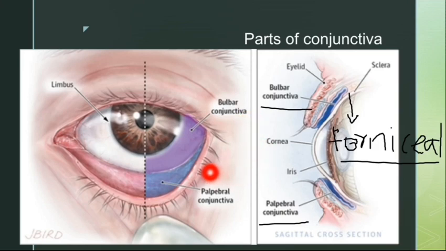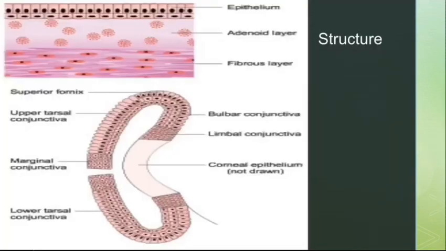Palpebral conjunctiva starts at the mucocutaneous junction of the eyelid and covers the under surface of the eyelid. Bulbar conjunctiva covers the anterior surface of the eyeball, is adherent to the Tenon capsule and ends at the limbus. Fornical conjunctiva is circular, lies between eyelid and eyeball, and is freely movable. The structure of the conjunctiva consists of epithelium and stroma.